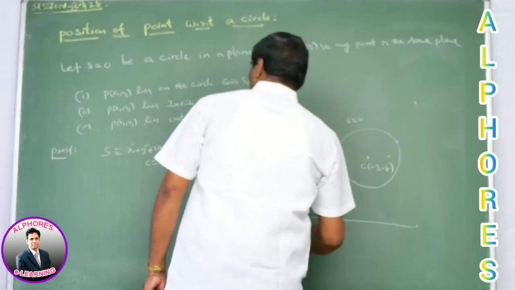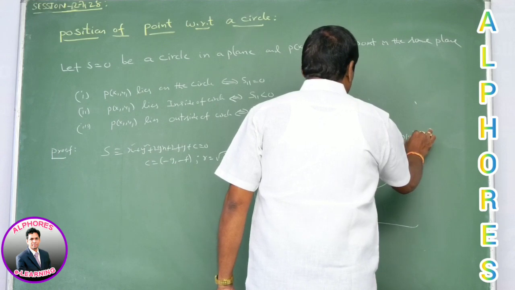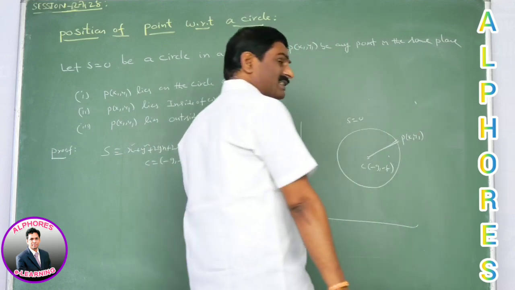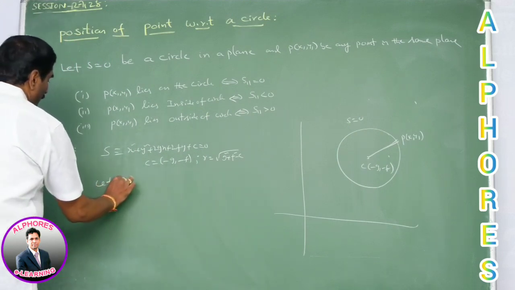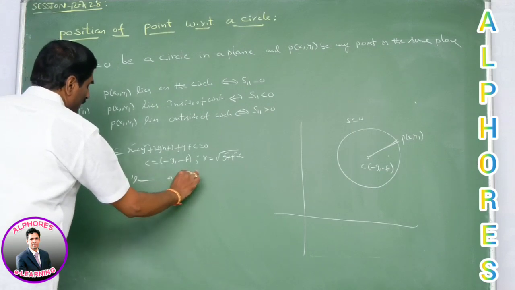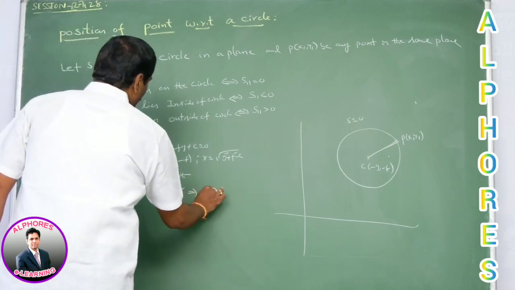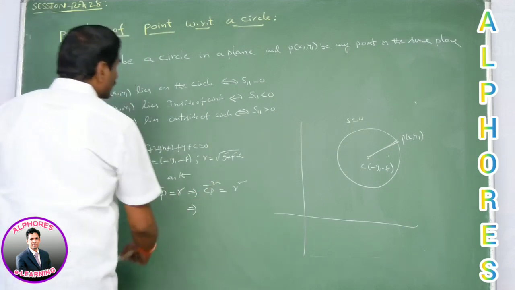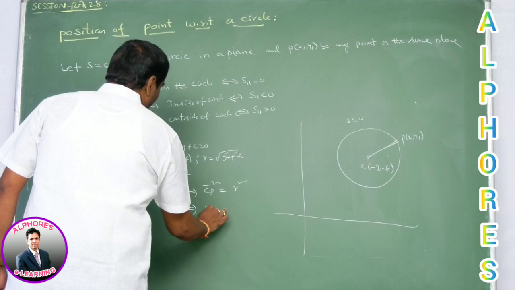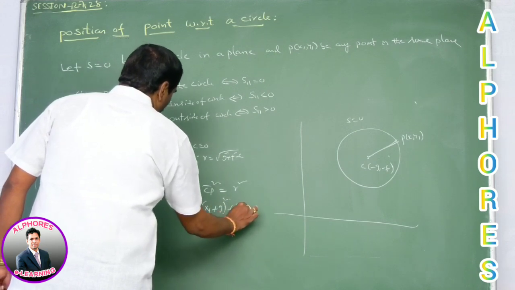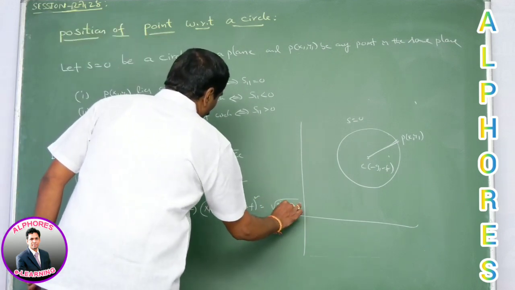Okay. First case. P(x1, y1) lies on the circle. Let P(x1, y1) be any point on the circle. Then CP is nothing but the distance, CP is equal to r. Let P lie on the circle. Then CP is equal to r. That means CP square is equal to r square. CP square is nothing but the distance between C and P: (x1 plus g) whole square plus (y1 plus f) whole square is equal to r square, which is (root over g square plus f square minus c) whole square.